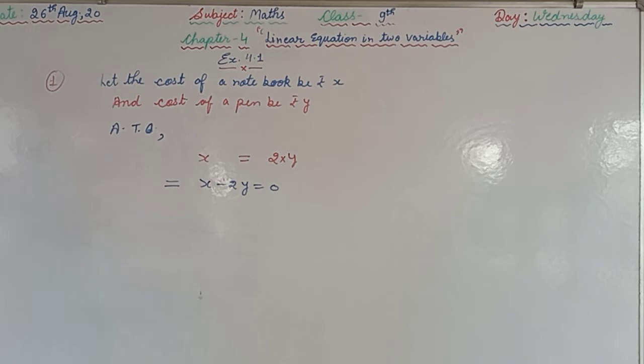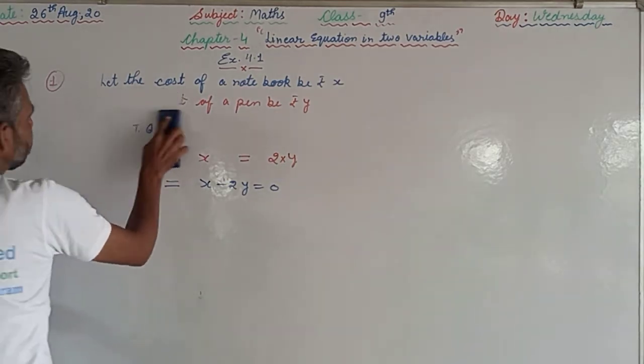Next is, write in the standard form. The standard form is ax plus by plus c is equal to 0, where we are supposed to tell the values of a, b and c. The first and second we will try here, question number 2.